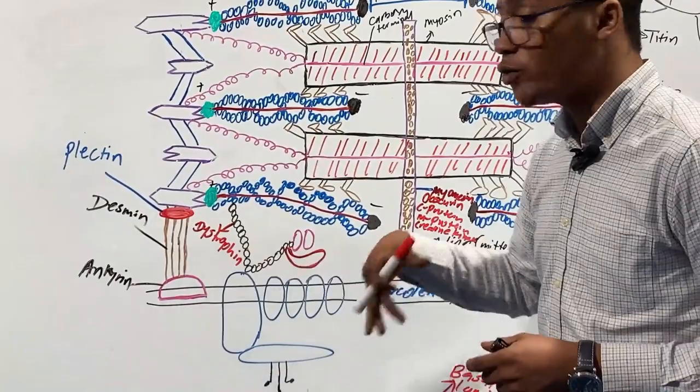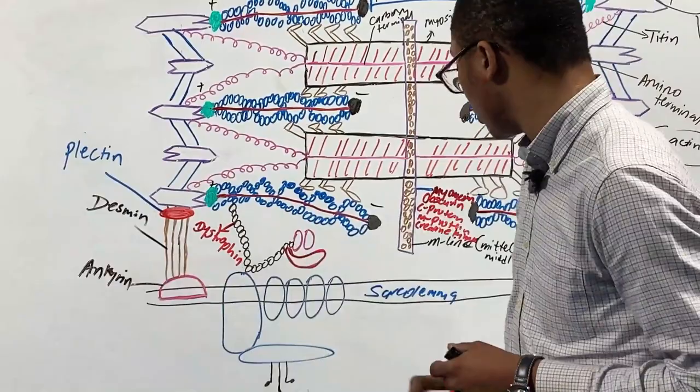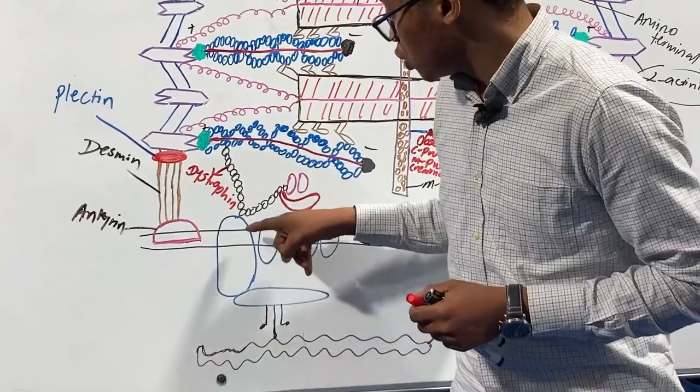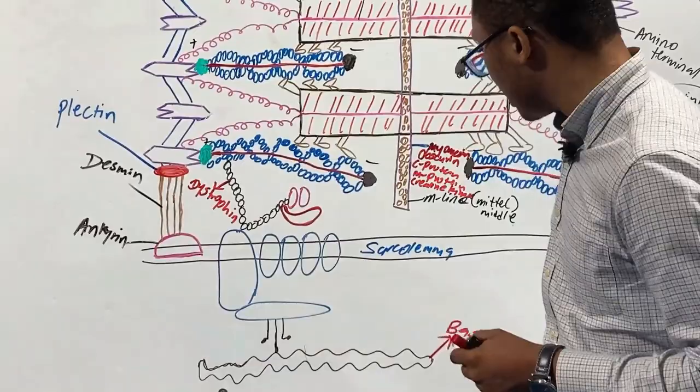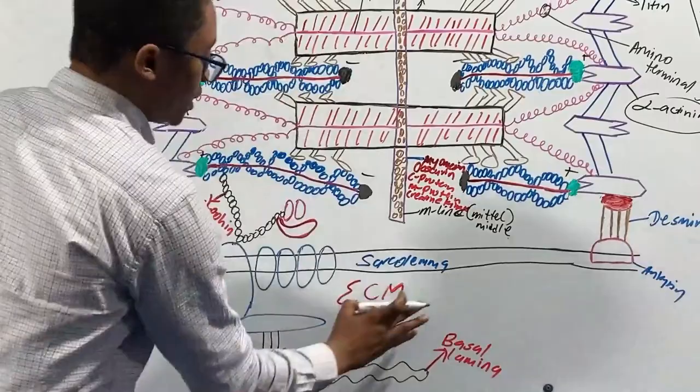So these are proteins that are scattered along the sarcolemma. The dystrophin connects the actin to these complexes, and it's a link between the whole myofibrillar system and the basal lamina. Remember, here we have the extracellular matrix.